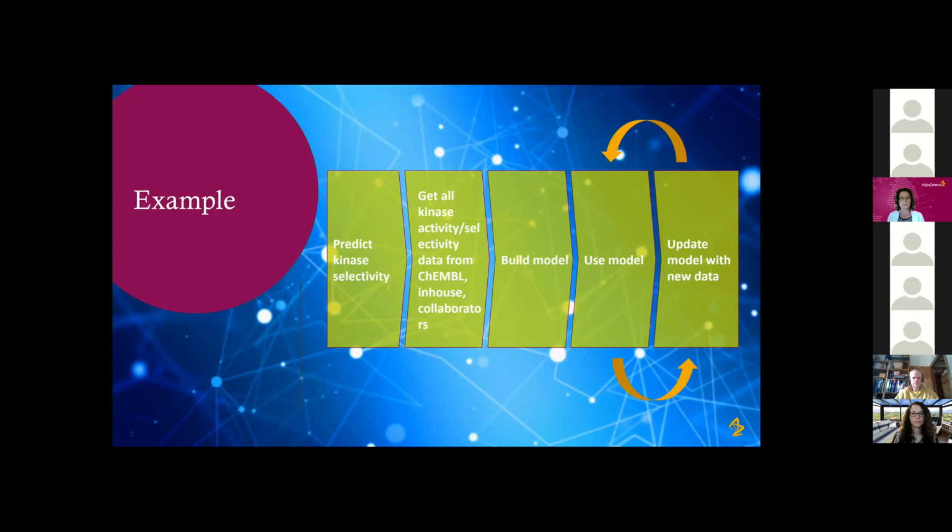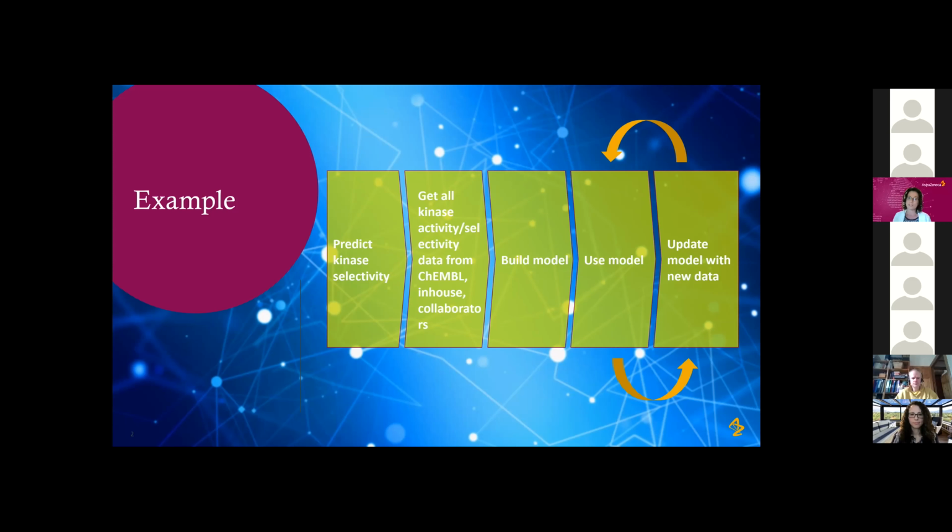So what do you do? You get all the kinase activity and selectivity data that you can from your in-house databases. You can take them from the public domain or from your collaborators. And as we heard in Stephen's talk, one very important aspect of successful modeling is the training data that you get. And this is exactly what this talk focuses on, the training data and the labels on that training data, which we call metadata in this project.